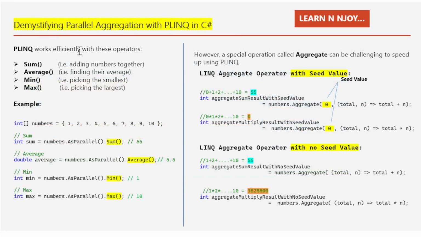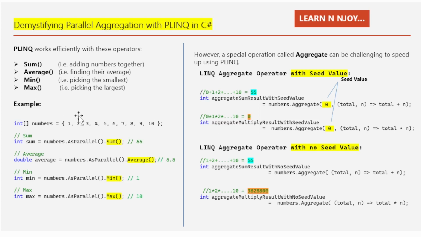PLINQ works efficiently with these operators. What are those operators? Sum, average, min, max. Sum is used for adding numbers together. Average is used to find their average. Min to pick the smallest number. Max to pick the largest number. So this means that PLINQ allows these operations to be performed in parallel, which can lead to improved performance, especially when dealing with large data sets.